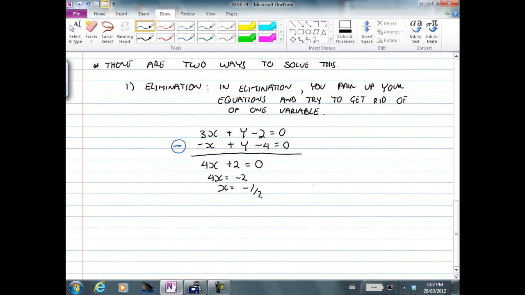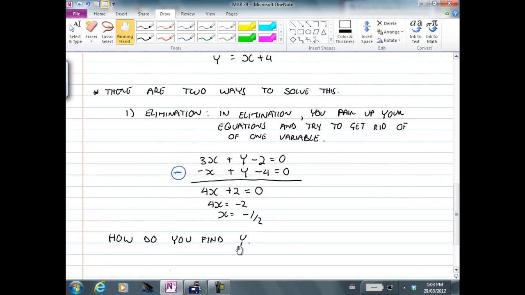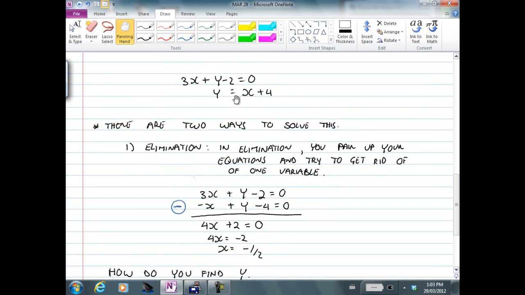The question now is, how do you find y? I know what x is already, but when I'm looking for an intersection I need 2 points, an x and a y. Question is, how do you find y? Serena, take a guess. Which equation do you substitute into?